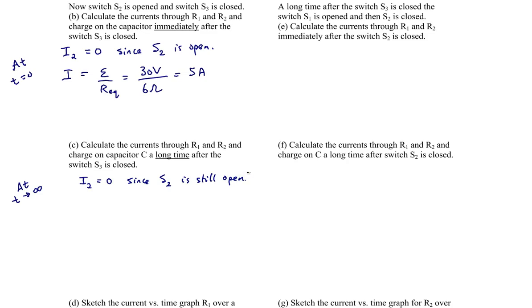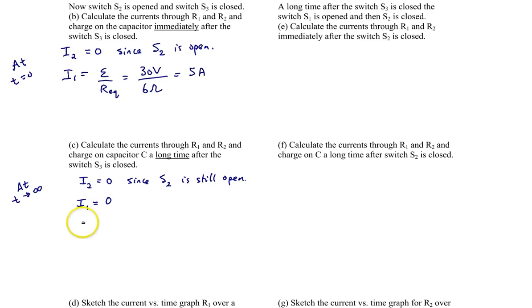But what happens to the current through the first resistor, I1? I1 must have changed. I1 would actually die out to 0 as t approaches infinity, because as the capacitor becomes fully charged, there is no more current that would flow through the rest of the circuit.